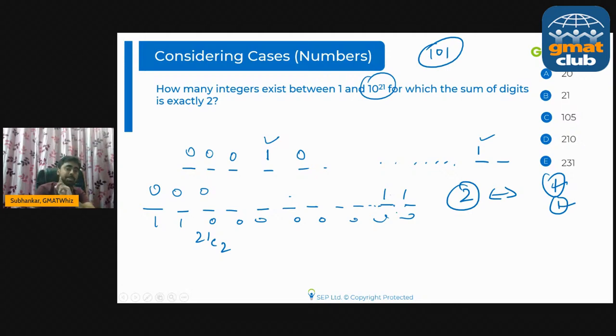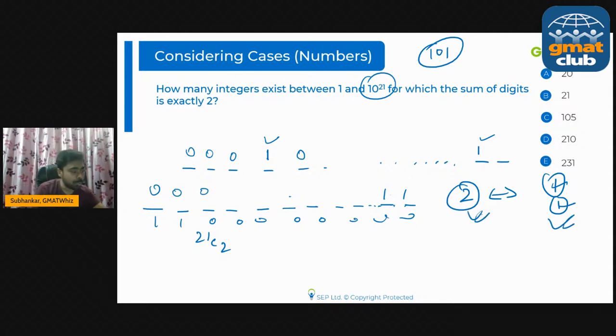And this is a very important way to solve this kind of question. If they say the sum of the digits is given, this is the best way to solve it. You find out how many places there are. So here I have 21 places. I can make any place 0. I have full liberty to do that. And then I choose which are those 2 places where I'm putting the 1s. So once I select them, that is 21C2 ways.